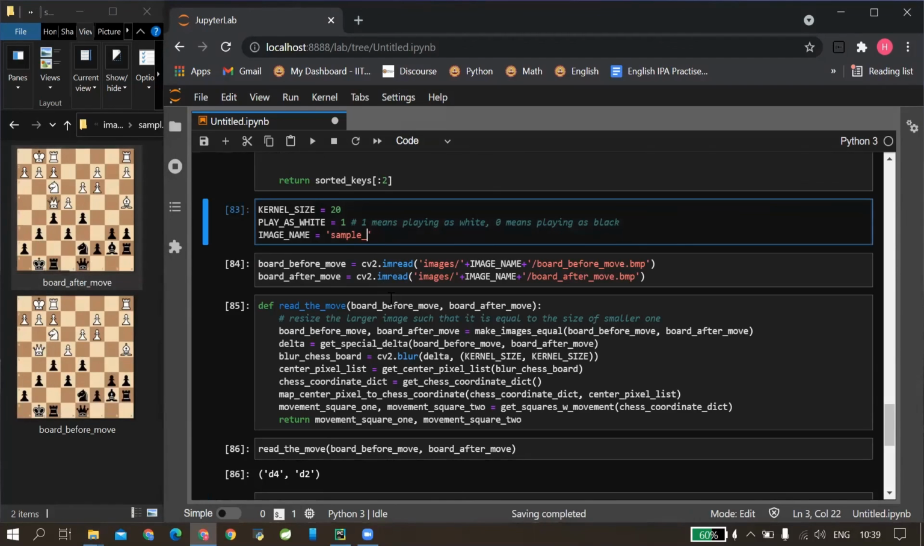Let's just try and do sample 3. And since we are playing as black, I'll do 0 and let's run this. Yeah, G4, F4 is the output.